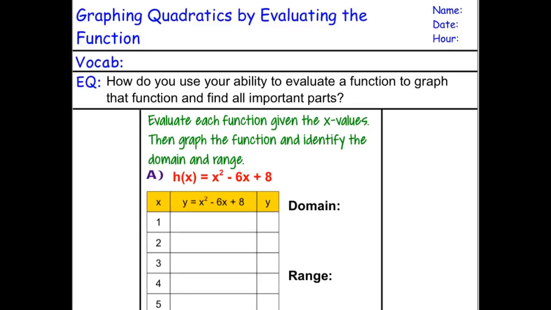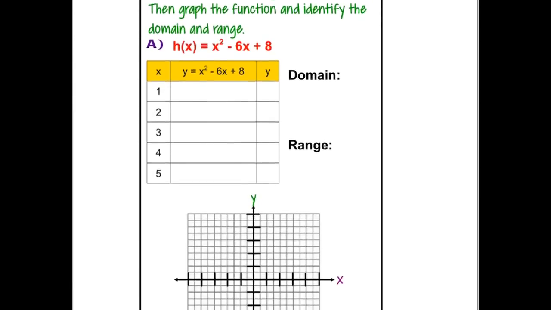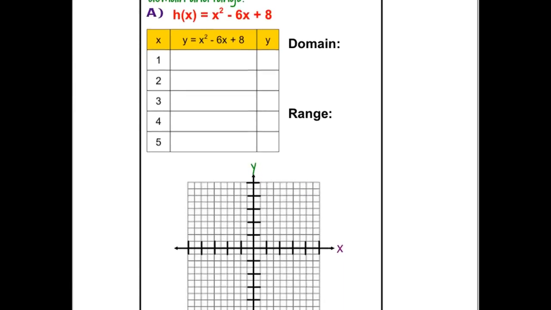Guys, we're going to do our good old starting a unit of quadratics by evaluating the function, which is our good old plug and chug. So simply what that means is we're going to take this function of x squared minus 6x plus 8. We're going to substitute in, and I've been very particular about how I picked my numbers. So this is 1 squared minus 6 times 1 plus 8. 1 squared is 1, 1 times 6 is 6, so 1 minus 6 is negative 5, plus 8 is 3.